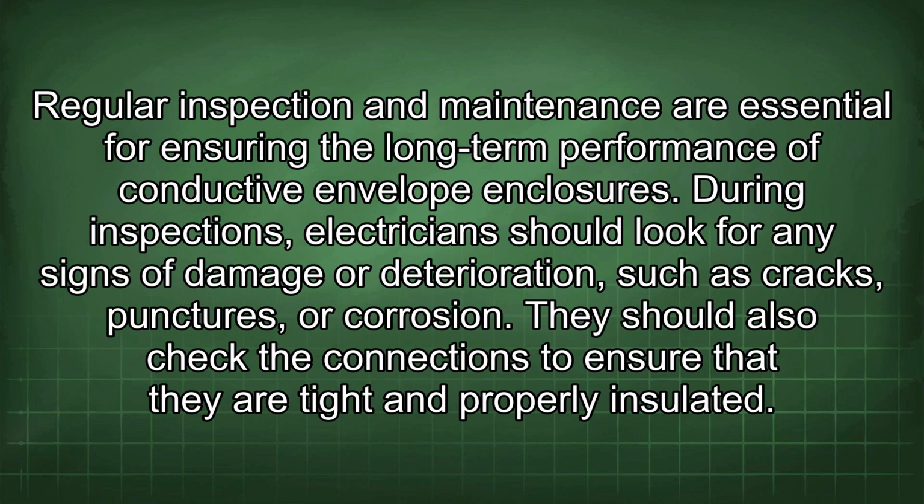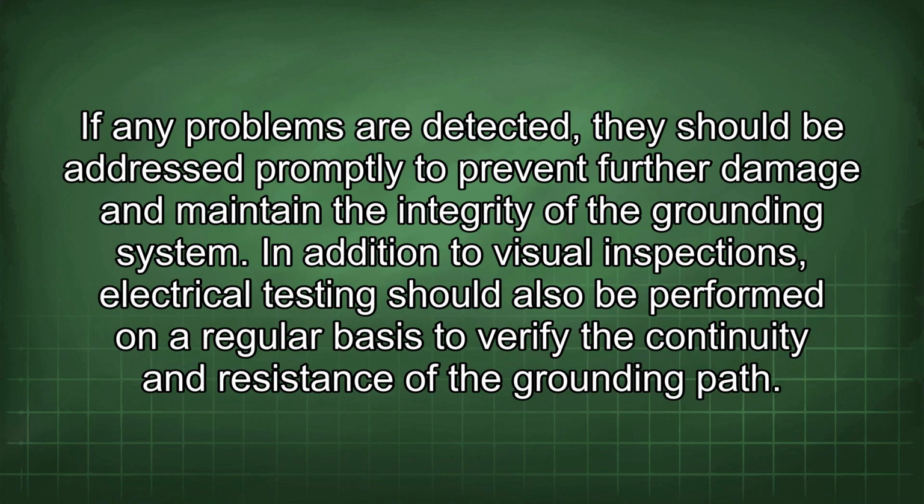Regular inspection and maintenance are essential for ensuring the long-term performance of conductive envelope enclosures. During inspections, electricians should look for any signs of damage or deterioration, such as cracks, punctures, or corrosion. They should also check the connections to ensure that they are tight and properly insulated. If any problems are detected, they should be addressed promptly to prevent further damage and maintain the integrity of the grounding system. In addition to visual inspections, electrical testing should also be performed on a regular basis to verify the continuity and resistance of the grounding path.